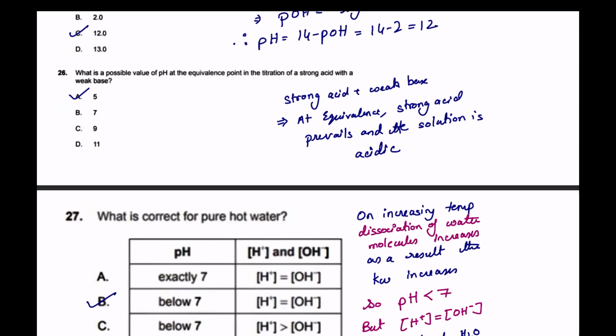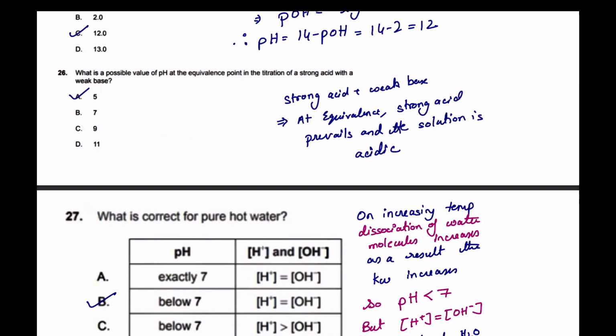What exactly happens at the equivalence point then? Now, whenever you're, let's say, titrating a strong acid with a weak base or a weak acid with a strong base, just remember the strong part, whichever is strong, will guide the pH. In this case, we have a strong acid. So our pH will be less than 7, or towards the acidic side. If we had a strong base titration with a weak acid, the pH would have been greater than 7, or a basic solution would be formed at equivalence point.